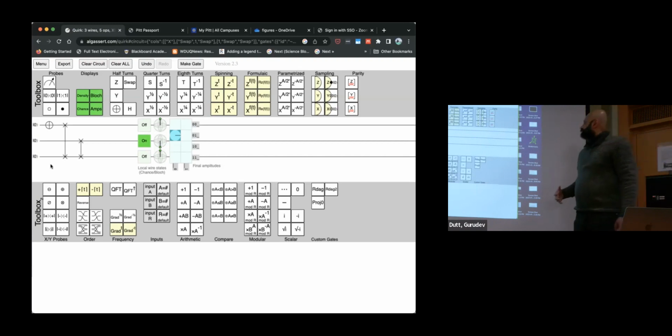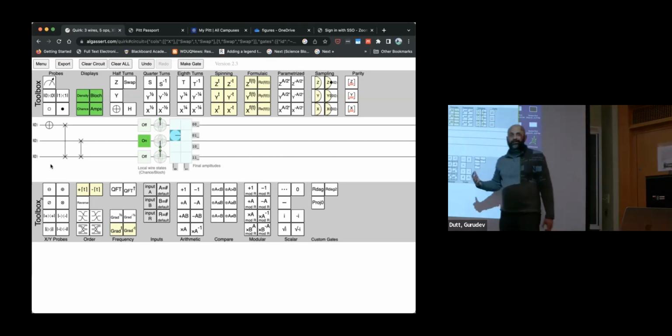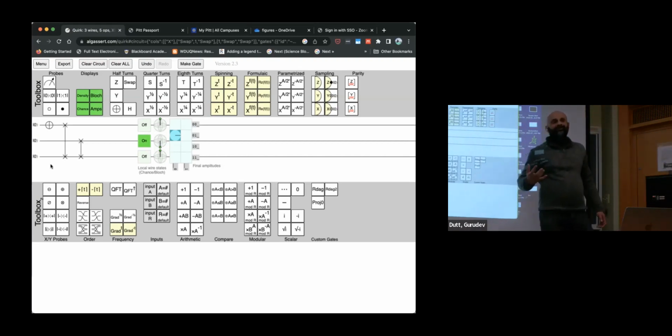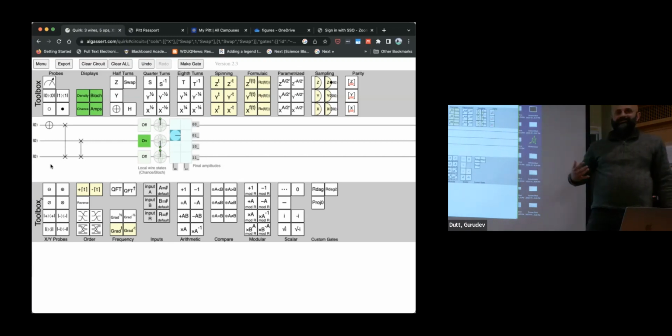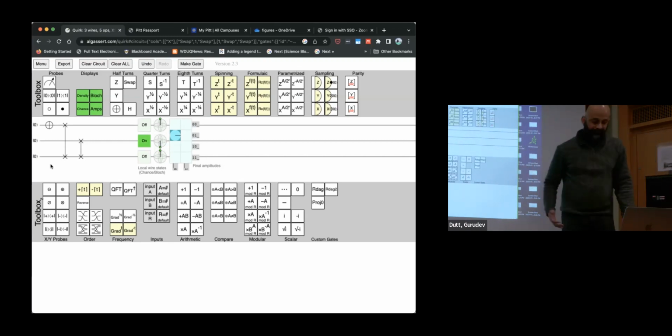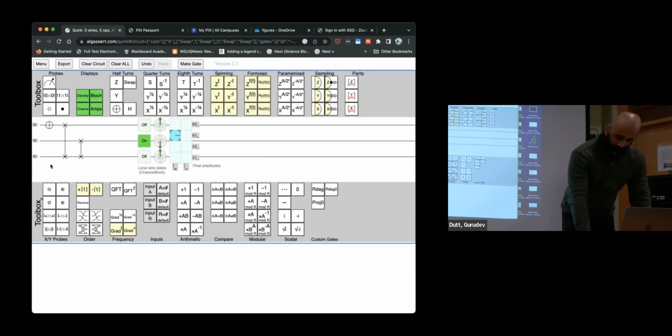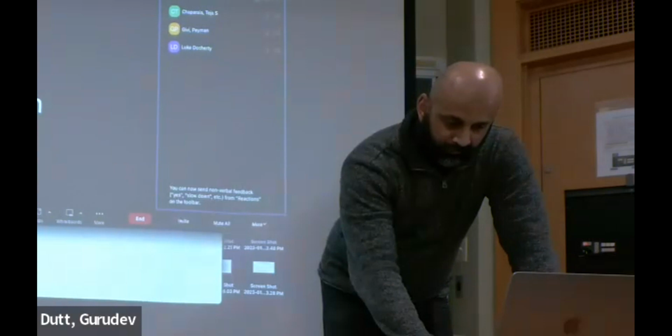We can also, of course, do this using the matrices, but that's maybe a little overkill. For this particular circuit, it's easy enough to just know what is going to happen. Okay, so let me stop the share here. Go back.